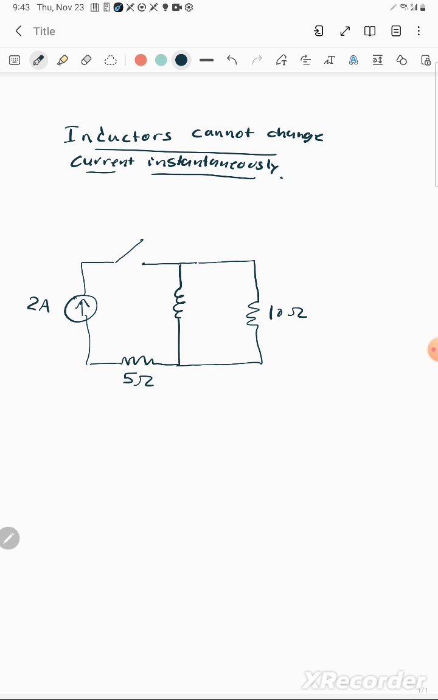And I'm going to say that at t equals 0, the switch had been closed for a long time. Those are the sort of thing that you want to be paying attention to. When you see words like "for a long time," that means that whatever it is that you're looking at has had enough time to reach a steady state condition.